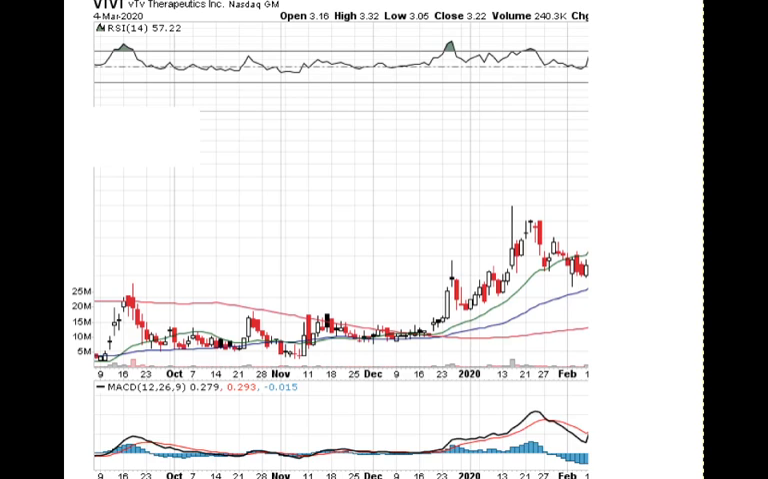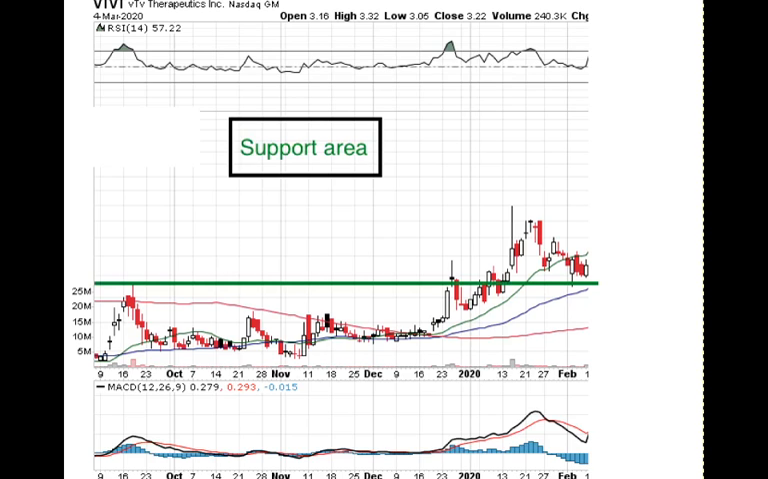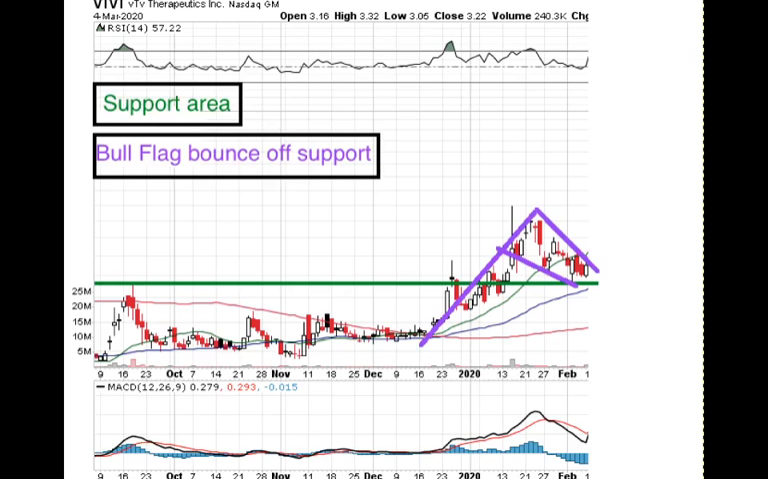Okay, so this is how I would break it down. First, we have a nice support area at these levels. This will be the fourth bounce off this. An important thing to note is that the more times an area is hit, the more difficult it's going to be to break that trend. Next, we can see that there's a bull flag pullback to the support area.